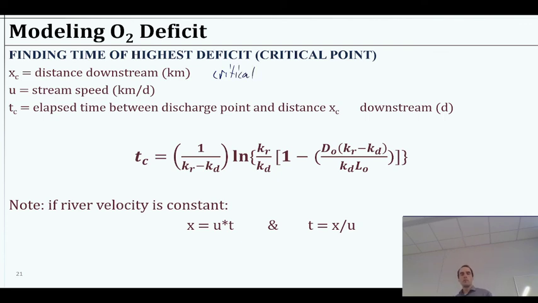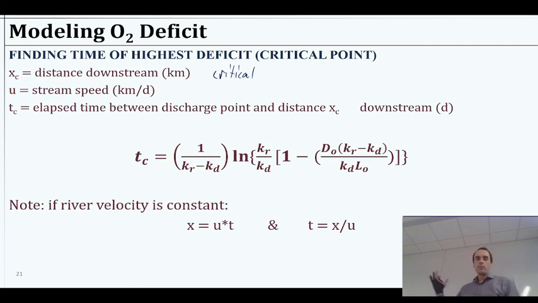U is the stream speed. Let's say this is in kilometers distance and kilometers per day will be typical. Then tc would be the time elapsed, how long it took for us to get water from the start to that critical point. Of course, we know from simple physics that our distance is going to be velocity times time, or we could calculate time as distance divided by velocity, right? So that's just kind of assumed that we can work with those pieces.